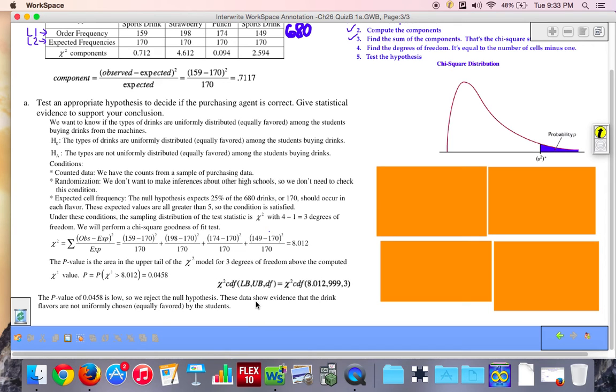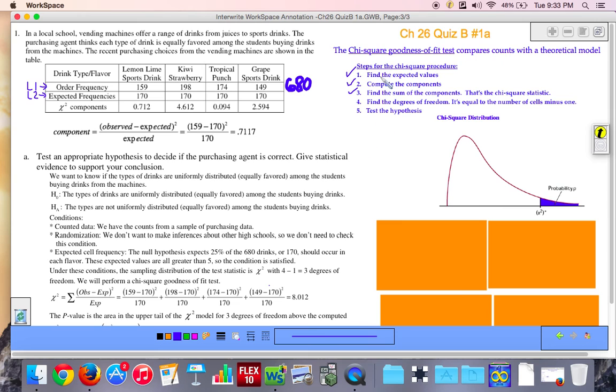Okay, so I would like to give you some calculator shortcuts. That's what I have over here. I'd like to again go back up to our steps for the chi-square procedure. We found the expected value. We computed the components. We found the chi-square statistic. We now know the degrees of freedom. It's equal to the number of cells minus 1. And we tested our hypotheses. Testing the hypotheses means find a p-value. And we all know if the p-value is small, we reject the null. And if the p-value is large, we fail to reject the null.